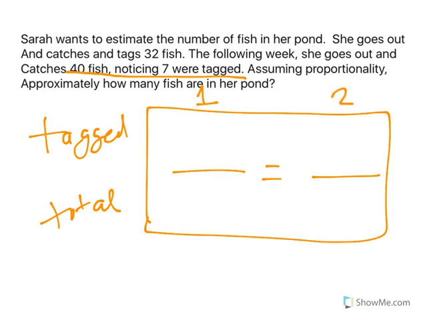So in the first catch, 32 were tagged because she caught and tagged 32 fish. We don't know how many total fish there were because they were all the fish in the pond. On her second catch, only 7 were tagged out of 40 total. So she caught 40 total fish, but only 7 of them were tagged. Now we have a consistently set up proportion that we can now solve.